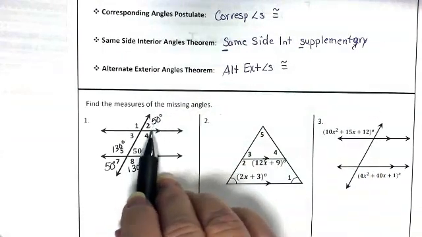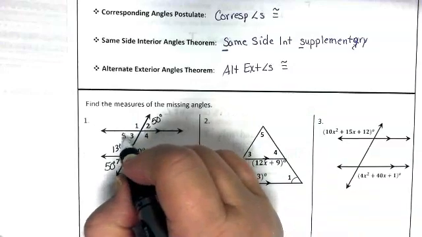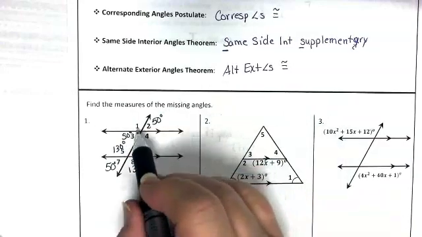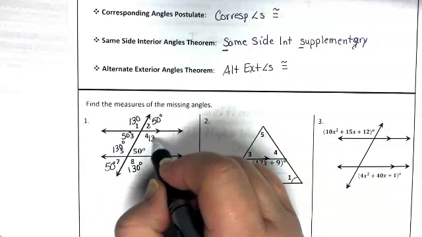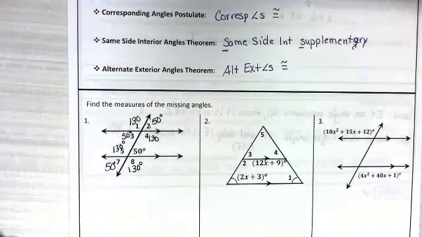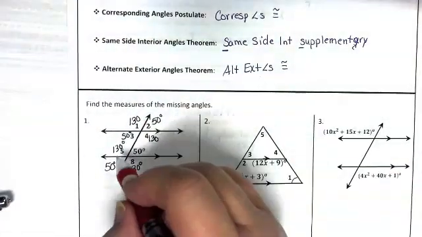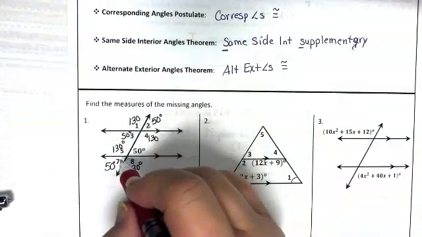And then you could do this all over again. Vertical angles must be 50. And then linear pair, this must be 130 and 130. So sometimes I do a little thing called the circles in the boxes.